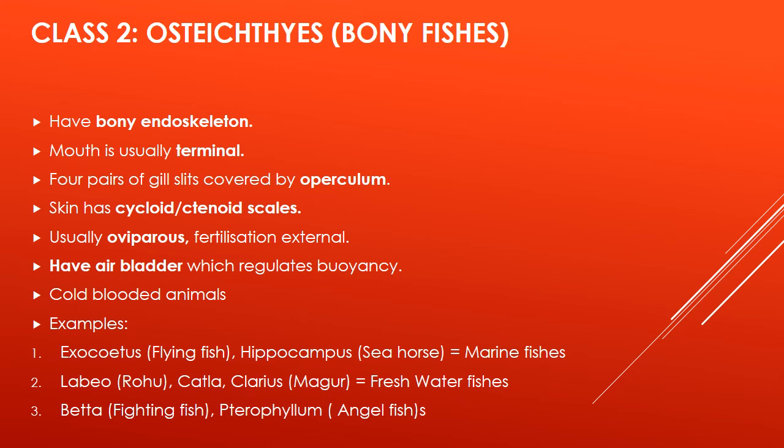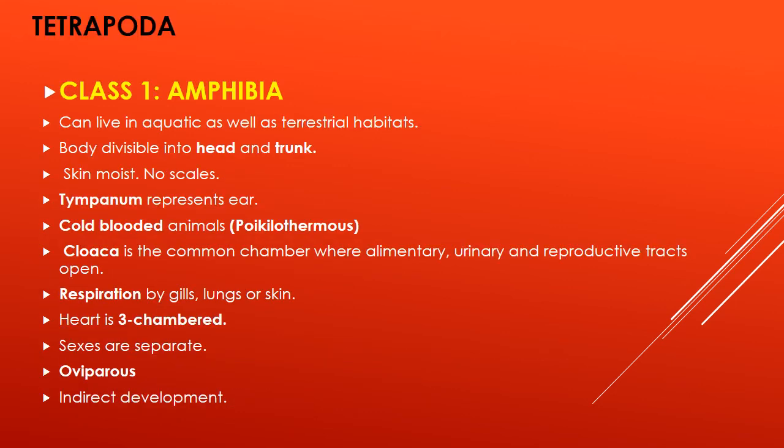Labeo, that is Labeo rohita. You know that. Catla, Clarias, that is magur. Okay, freshwater fishes. Betta and Pterophyllum. Okay, they are all nothing but the aquarium fishes. Okay, fighting fish and angelfish. Okay, fine. Next is Tetrapoda. Tetra means 4, poda means limbs.